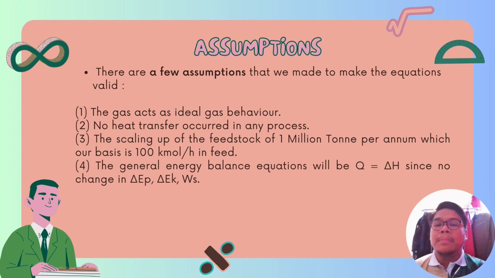Third, the scaling up of the feedstock of 1 million ton per annum, for which our basis we use is 100 kmol per hour in feed. And lastly, the general energy balance equation will be delta H equals Q since there is no change of potential energy delta EP, change of kinetic energy delta EK, and shaft work.